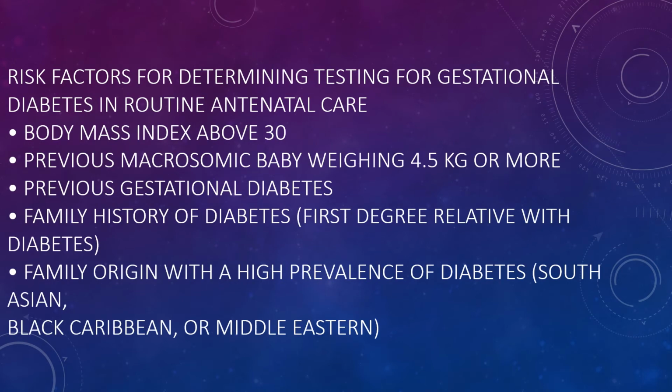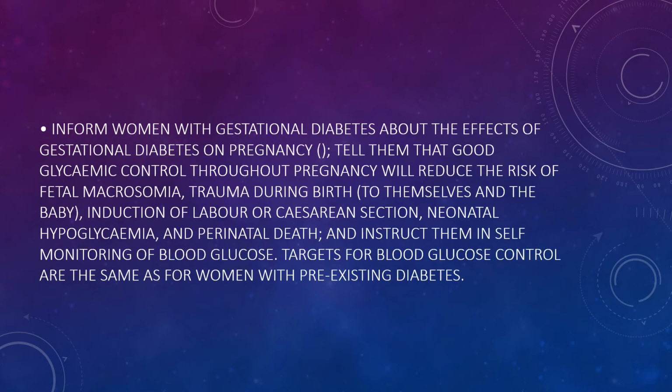What are the risk factors that determine the need for oral GTT? Body mass index higher than 30, a previous macrosomic baby, and what is macrosomia? Macrosomia is a birth weight of 4.5 kg or more. Also previous gestational diabetes, family history of diabetes, especially in a first-degree relative, or certain ethnicity. Inform the woman with gestational diabetes about the effect of gestational diabetes on pregnancy.